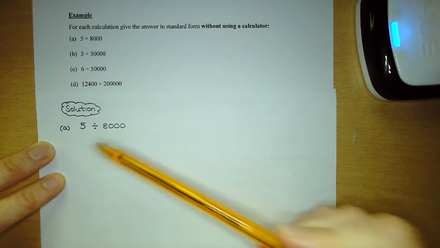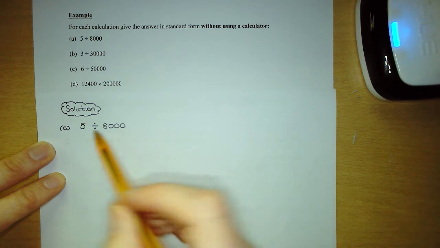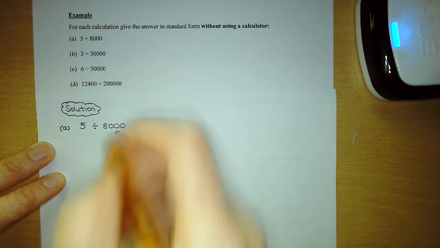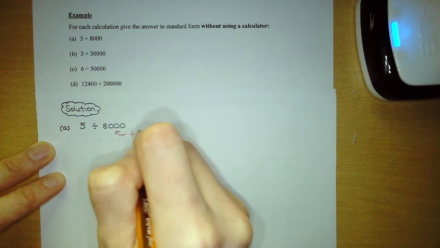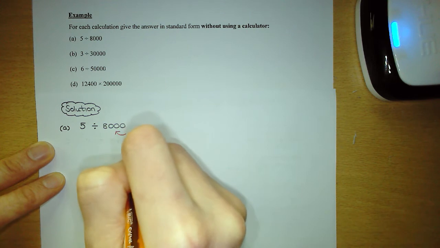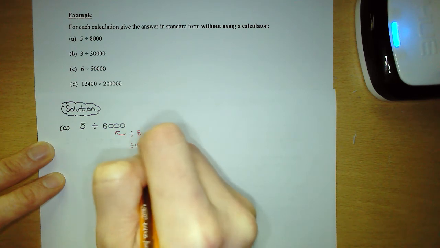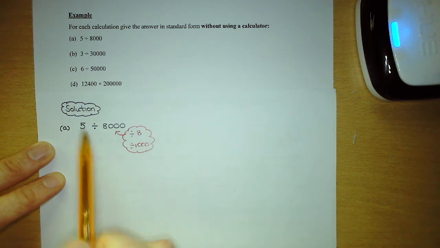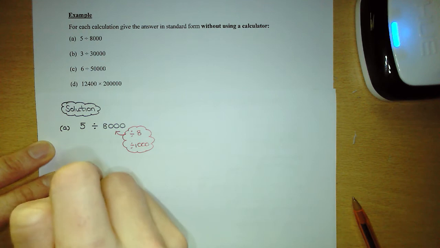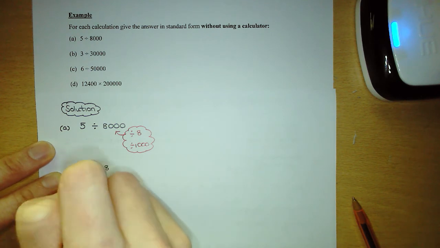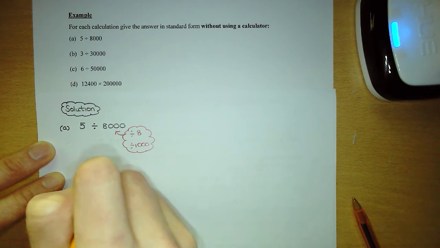Well, we're dividing by 8,000, so we're going to break up the 8,000. So that's equivalent to dividing 5 by 8 first, and then after you divide by 8, you can then divide by 1,000. So the first calculation we're going to do here is 5 divided by 8. So we put a little title, 5 divided by 8.